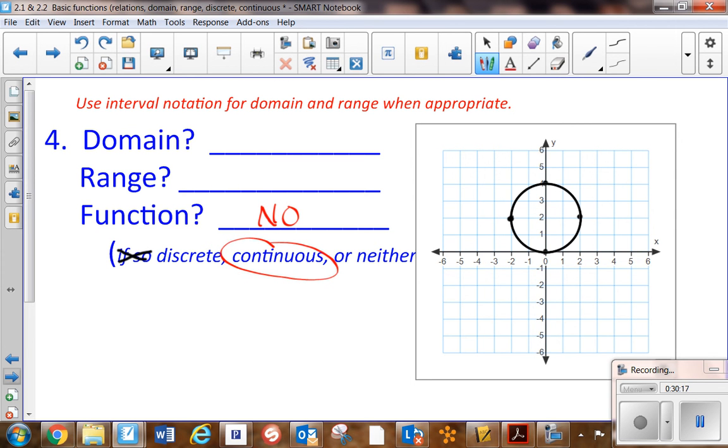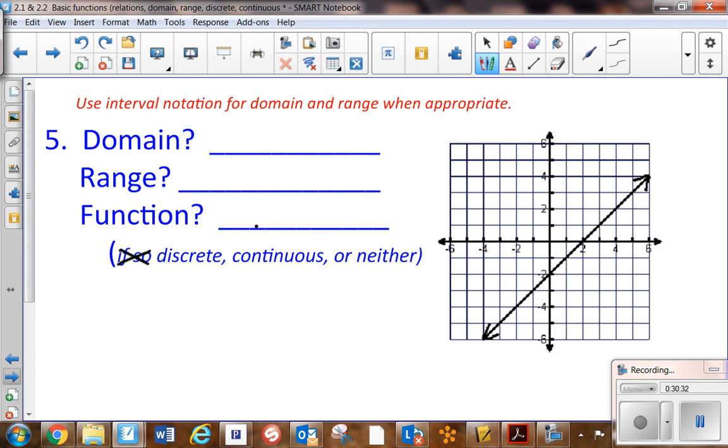Furthest left. -2 including, all right? Furthest right. Furthest down. Furthest up. Not hard. You're good. All right. Continuous or discrete? Function. Yes. Domain.